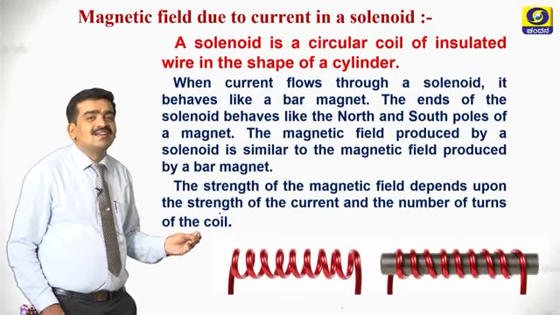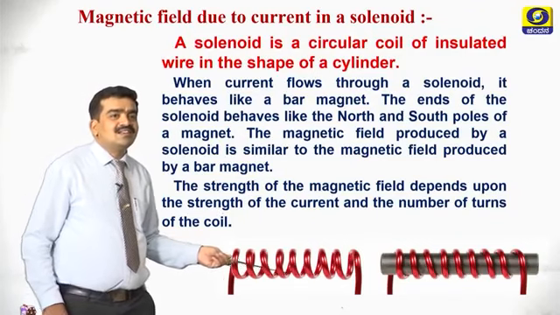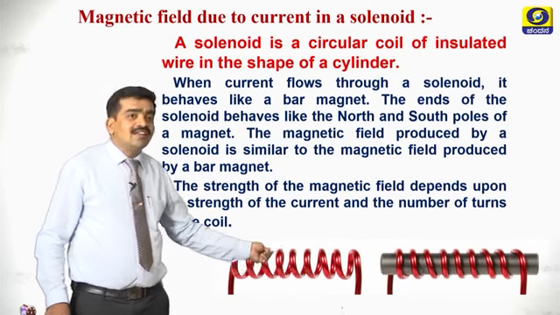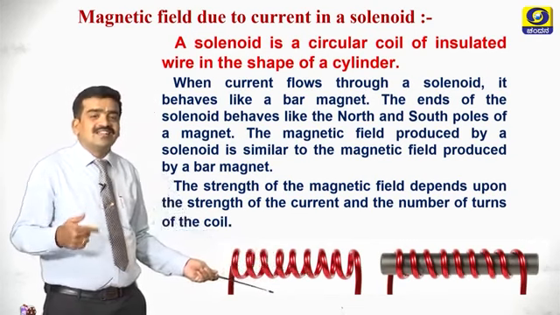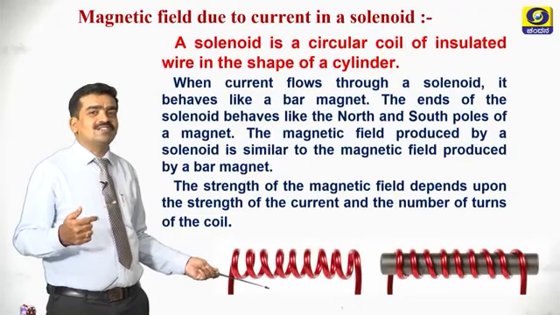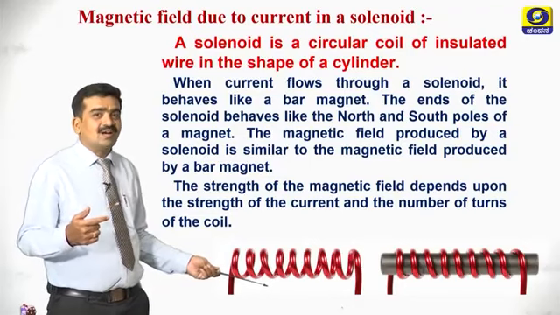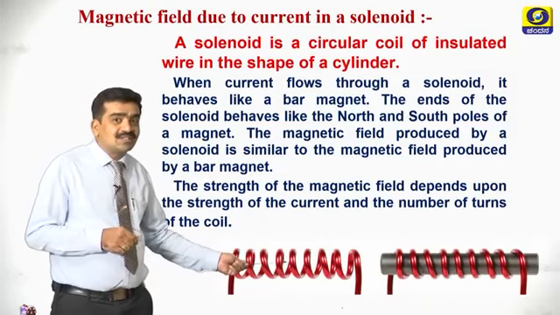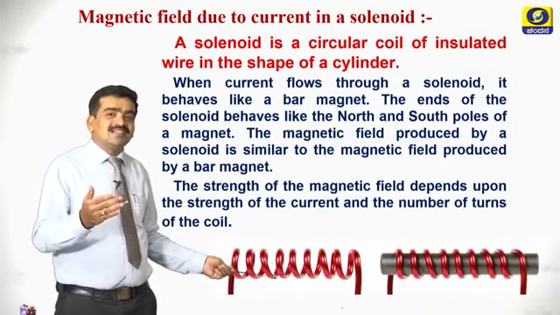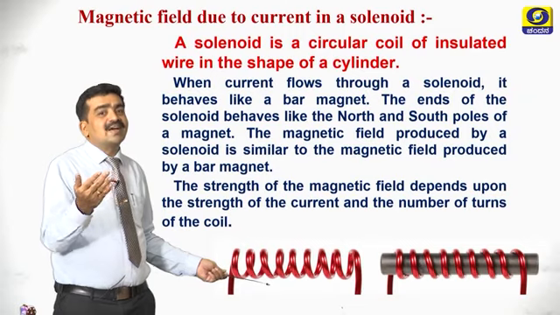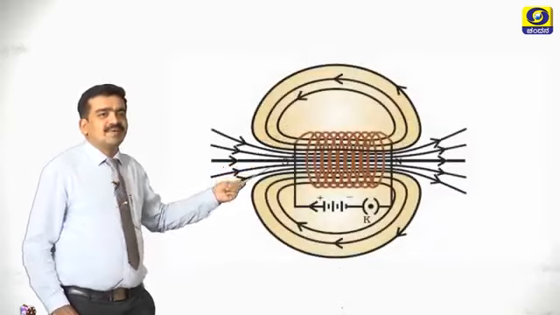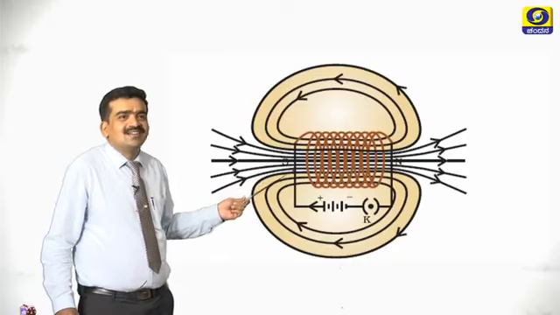of the coil. So here you are seeing the arrangement of the coil in a solenoid. If you increase the turns, then definitely the magnetic field is going to increase. Or if you increase the current which is passed through the solenoid, in that case also there is an increase in the magnetic field. Here I am showing you the magnetic field around a solenoid.